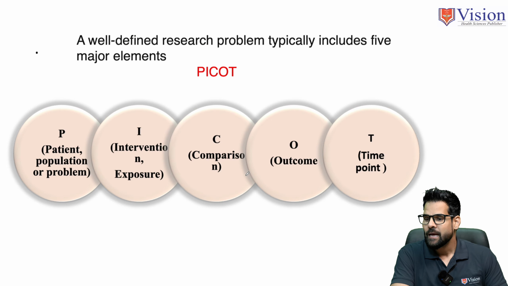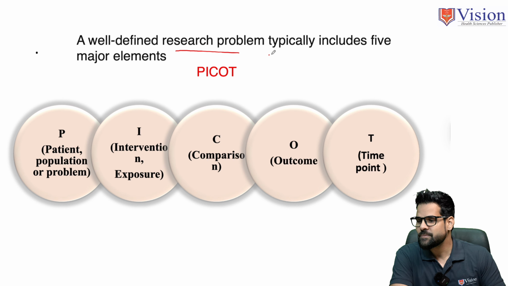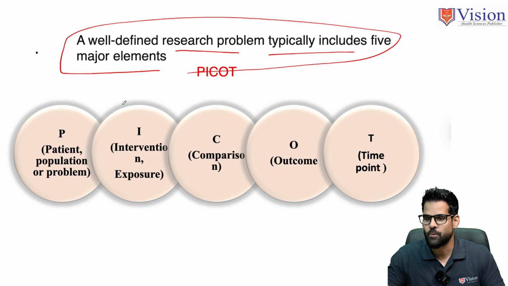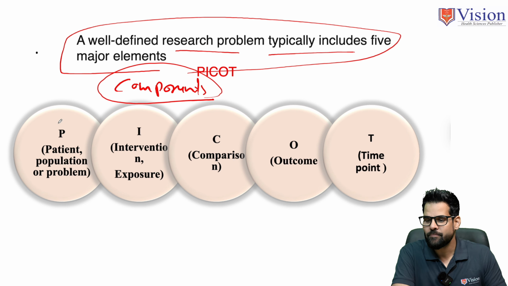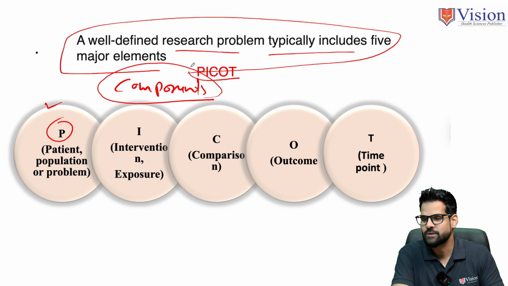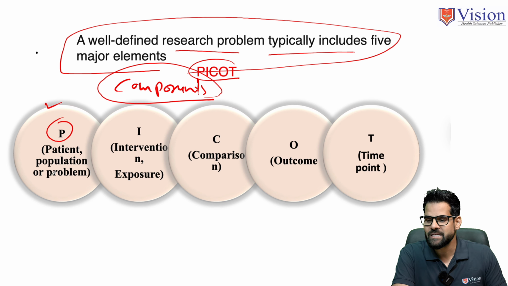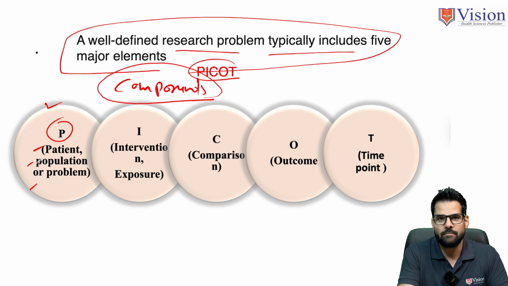So what exactly? A well-defined research problem typically includes 5 major elements. These are the components. There should be a population. The first P is the PICO, actually the mnemonic is PICO. P stands for patient, population, or problem. If your study is about patients, it's P for patient, or it's a population. Population means a group of people having similar characteristics, and the researcher is interested in conducting the study about them.